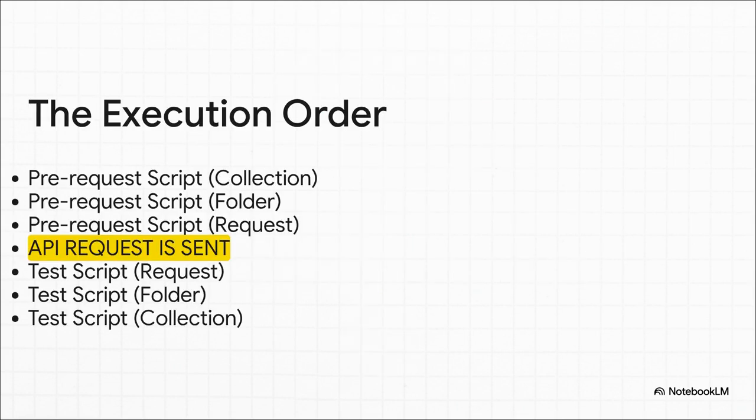And here's the answer. It's actually very logical. Postman works its way down. It runs the pre-request script from the biggest container, the collection, then the folder, then the specific request. Then, bam, the API request is sent. After the response comes back, it does the exact opposite for the test scripts. It starts at the most specific level, the request, and works its way back up through the folder and finally the collection. It's like a waterfall flowing in and then flowing back out.